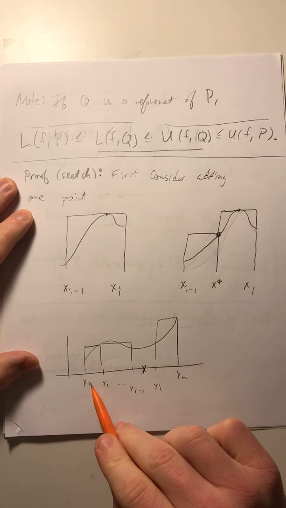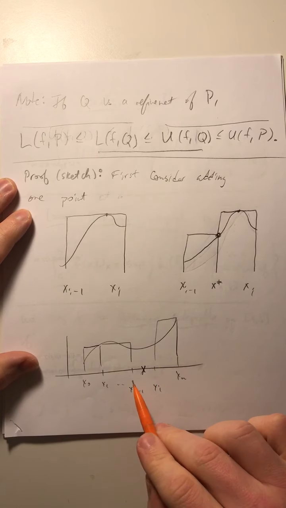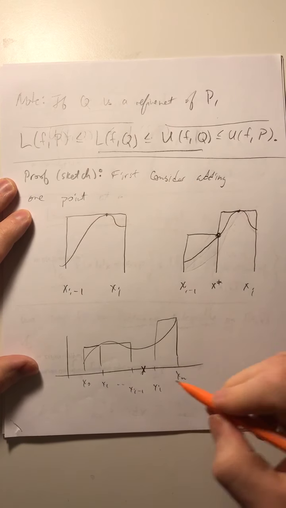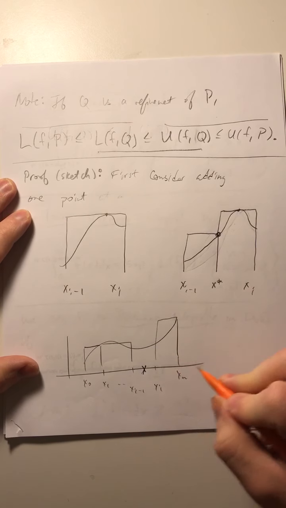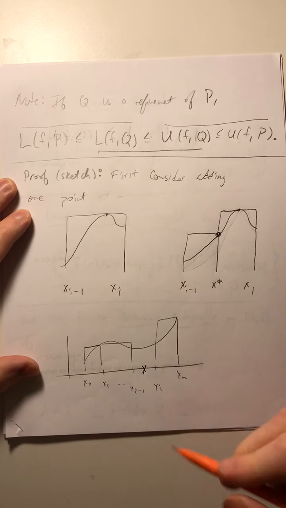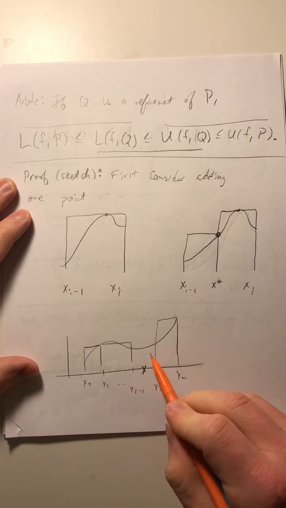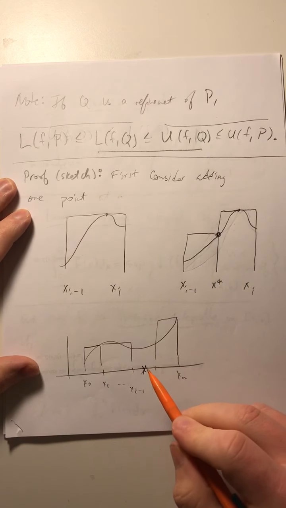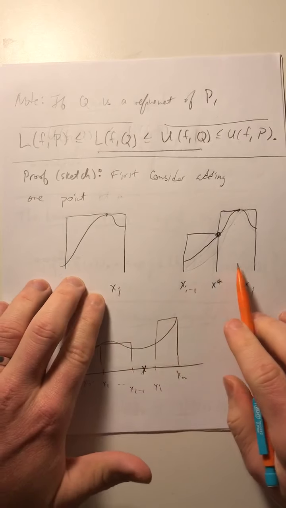Okay? So x0 to x1 is unaffected by the new point. Right? x1 to x2 is unaffected by the new point. The only one of these rectangles which is going to change between P and Q, so P was before I added the new point and Q is after, is this one interval in P, which is now going to be two different intervals in Q. And so we need to focus on that, and that's what's here.